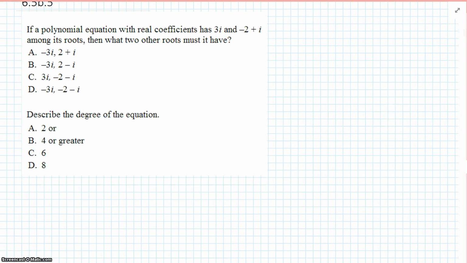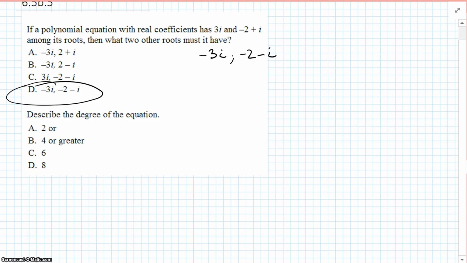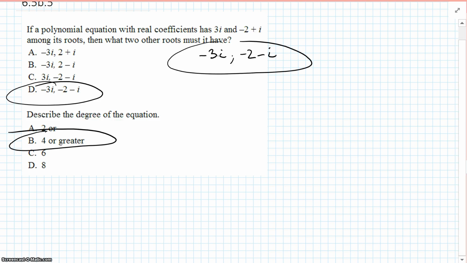Okay, if a polynomial equation with real coefficients has 3i and negative 2 plus i among its roots, what other roots must it have? So it must have negative 3i and negative 2 minus i. Now part D. Describe the degree of the equation. Well, it has 4 roots, doesn't it? Negative 3i, negative 2 minus i, positive 3i, negative 2 plus i. So we know there's 4 roots. So describe the degree of the equation. We know of at least 4, so it's either 4 or greater.